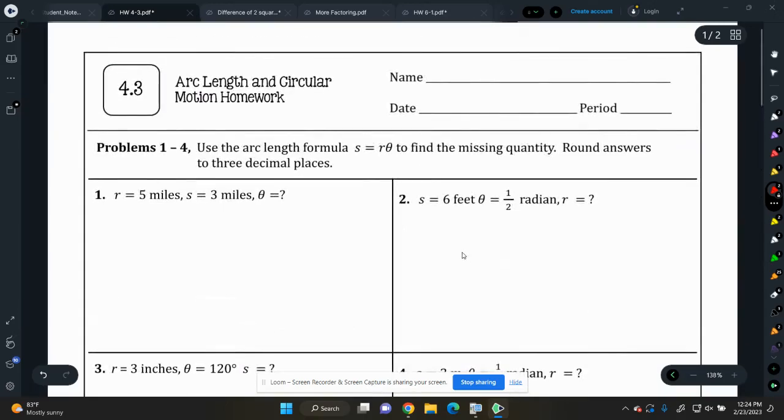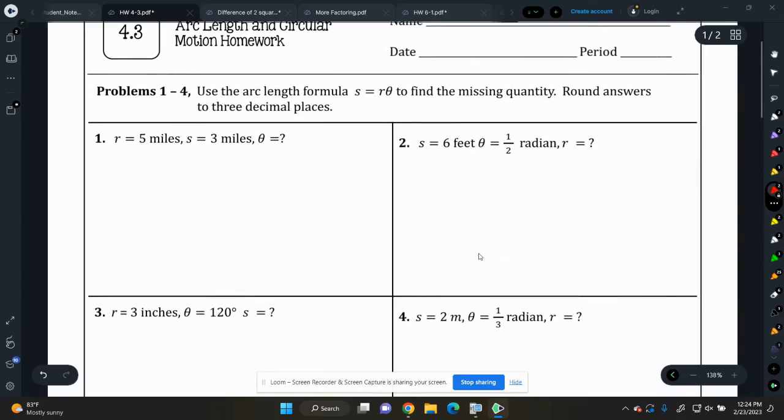Okay, so how'd you feel about it? Yeah, it's not that bad. Sometimes there's a few steps, but it's not that bad.